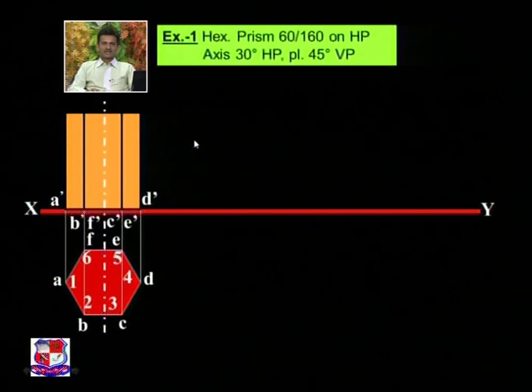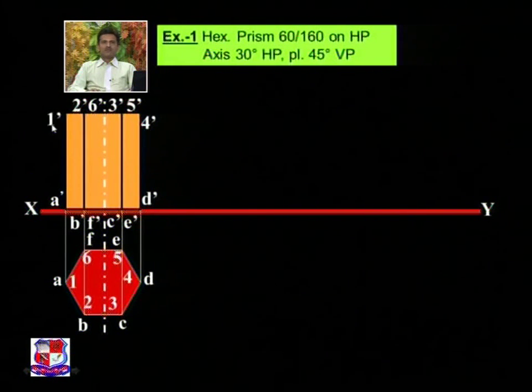So the height of this rectangle is equal to 160 mm, and name the endpoints 1 dash, 2 dash, 3 dash, 4 dash, 5 dash and 6 dash. That is the upper hexagonal face, and this is the bottom or lower hexagonal face. Now it is given that the axis makes an angle of 30 degree with HP. You can see this data.